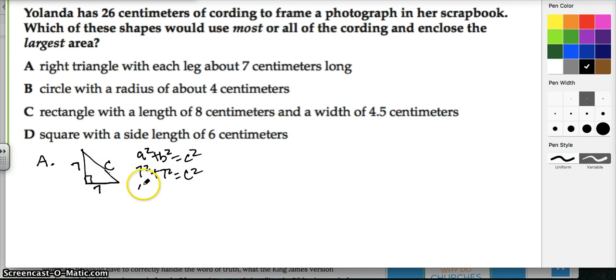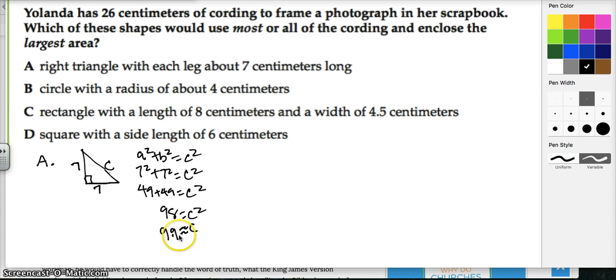If we take our time, we can figure out that 49 plus 49 is going to be c squared, which is 98 is equal to c squared. C is therefore approximately 9.9, and we use these wavy equal signs to say it's an approximation. Now that we know c, we figure out the perimeter, which basically means adding up all of the sides. And we get 23.9 centimeters, which is using up a significant amount of the trim that we had.